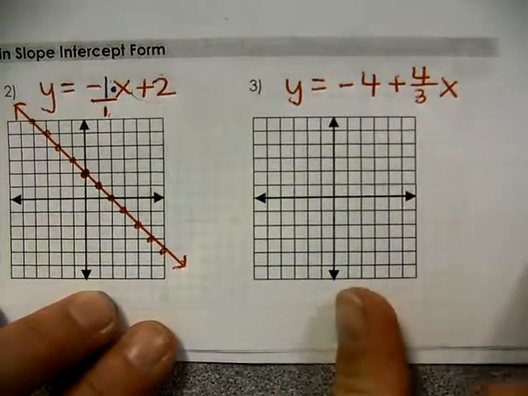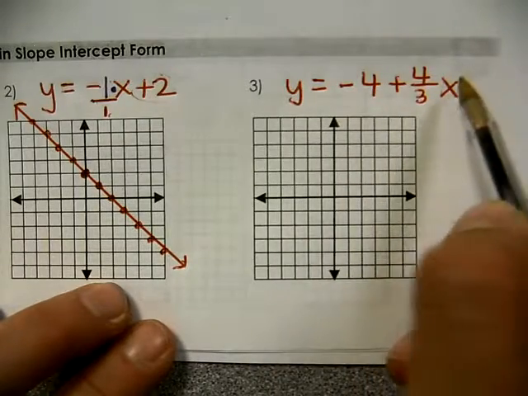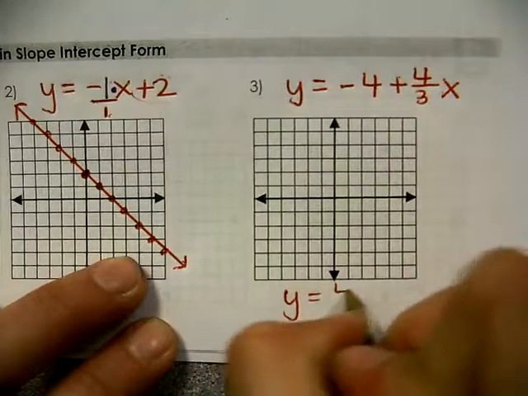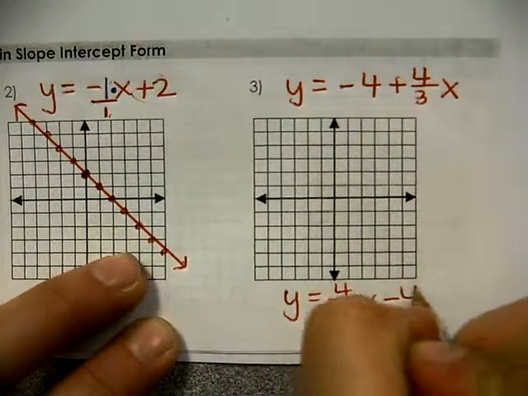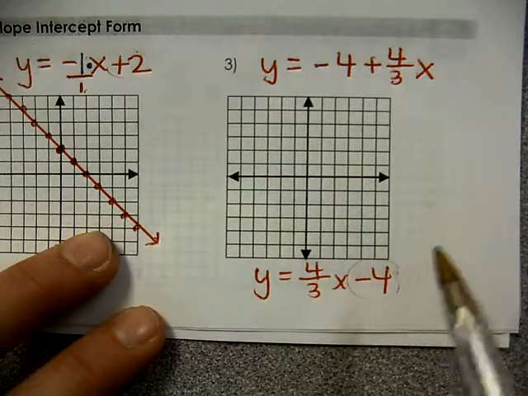Now that you've tried this, let's talk through it. Now this one's written in a different order, with the x coming at the end. If you want to rewrite it, you can. That's the same thing as saying y equals 4/3 x minus 4, in which case I see that my y-intercept is a negative 4.